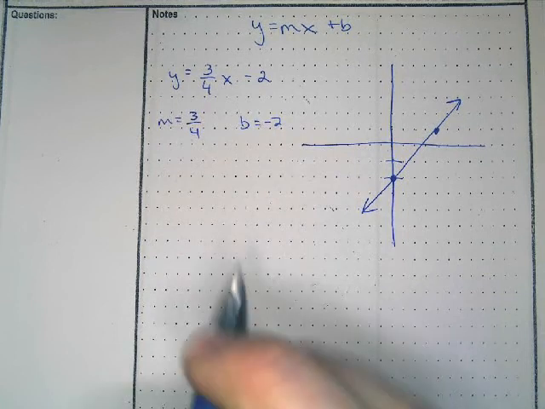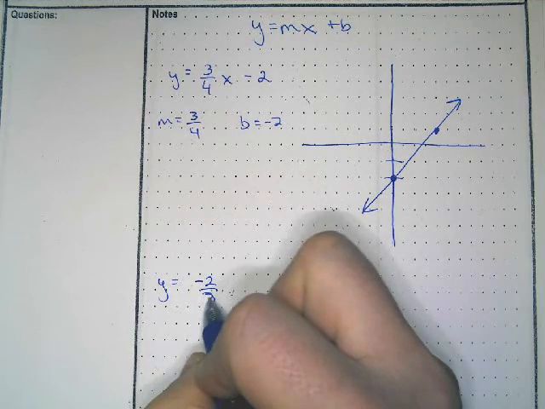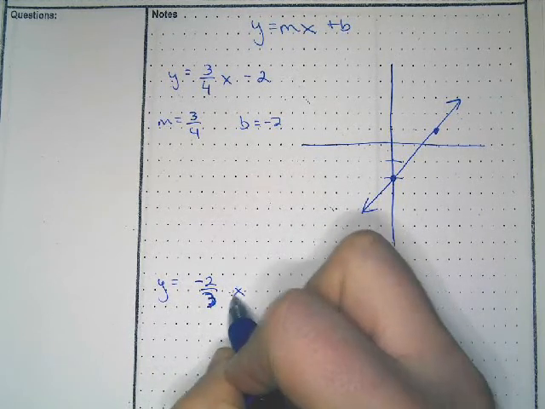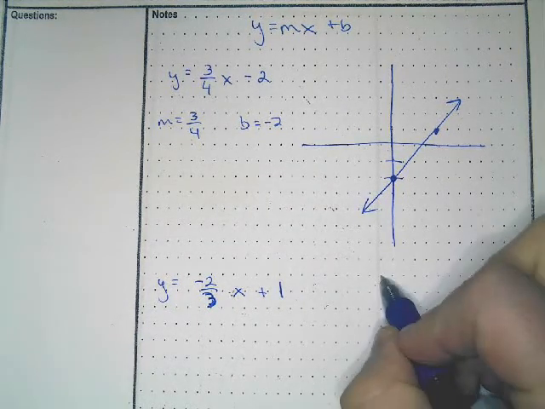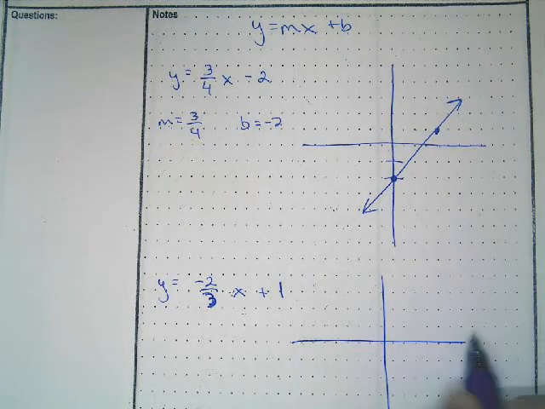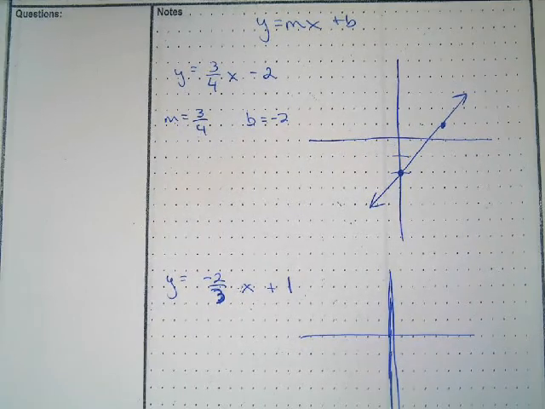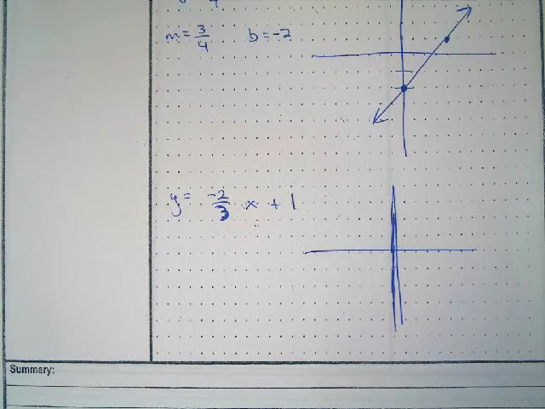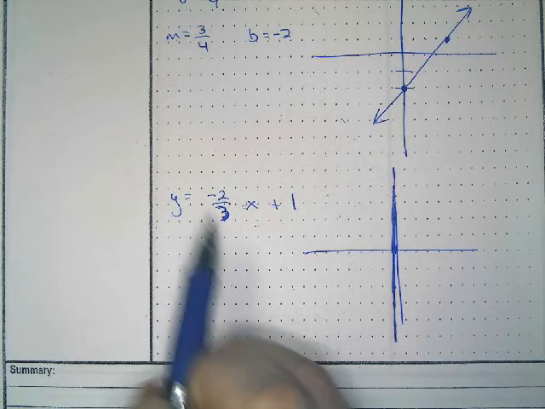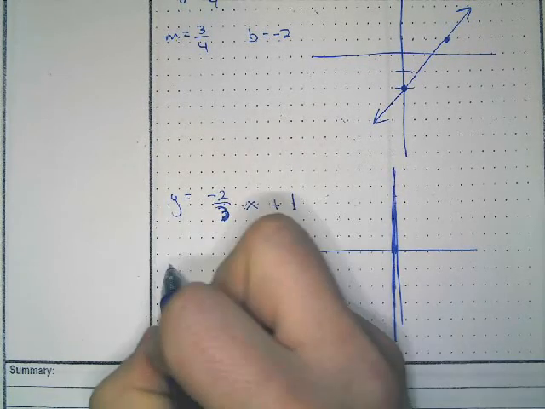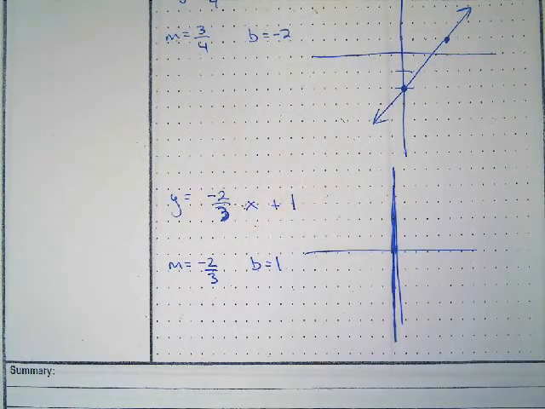Let's do one more. So let's say we have y equals -2/3 x plus 1. Okay, so let's identify our slope and our y-intercept. My slope is -2/3. My y-intercept is 1.